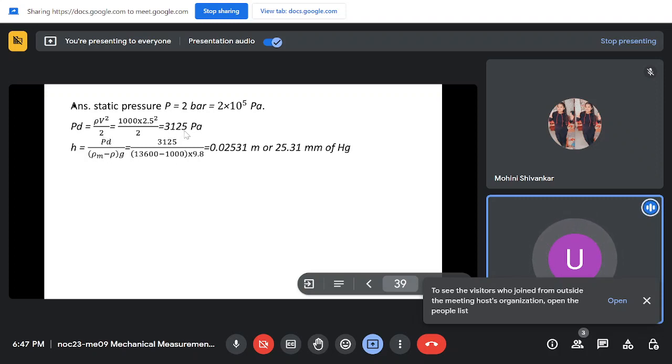We already calculated 3125 Pascal, and we know the mercury column density is 13,600 and the fluid density. Substituting that, we get 0.02531 meter, or 25.31 mm of Hg. So in a mercury column, we'll get 25.31 mm. So the static pressure is actually not needed. It's just to confuse you as to which pressure to be used. So we have to remember that the pitot static tube will always measure the dynamic pressure, or just the pressure caused by the fluid velocity.